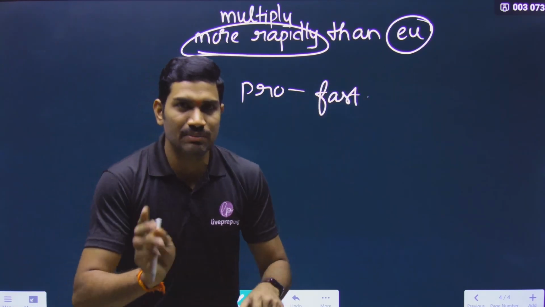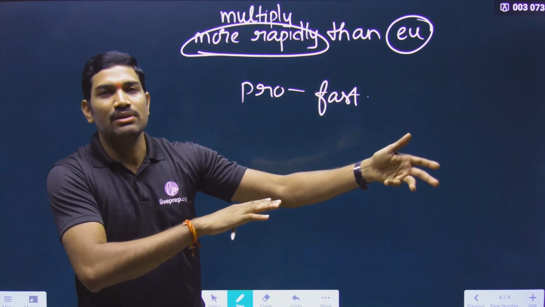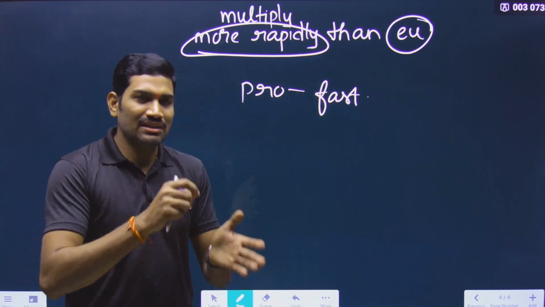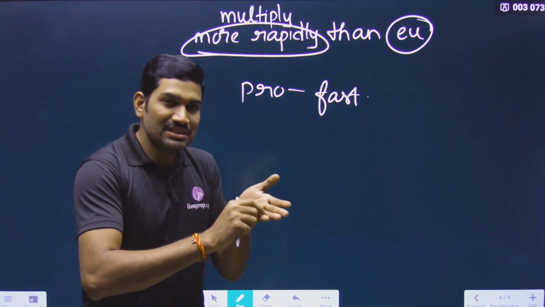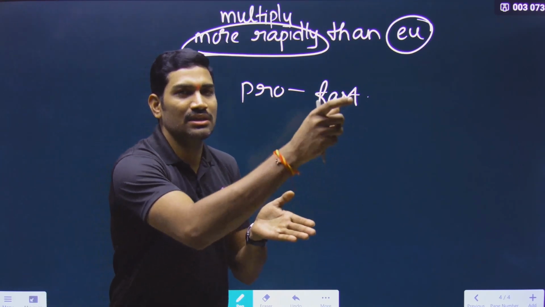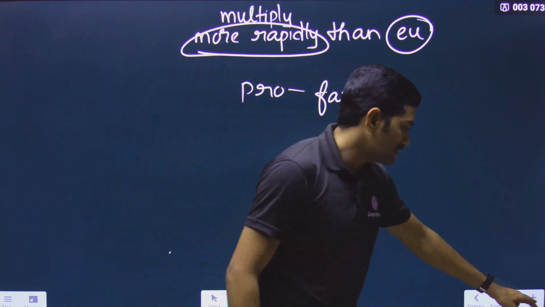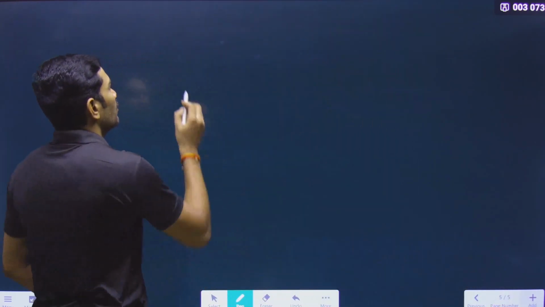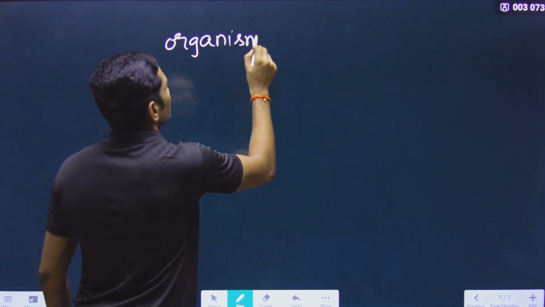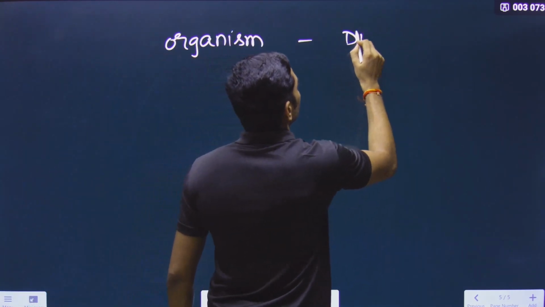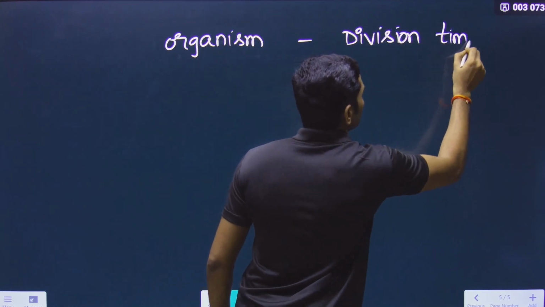Please remember, in this chapter they have not given any example, but in some other chapters they have given the examples. So what you need to do is, while reading NCERT, I will tell you, wherever that sentence is given, just beside that, in that free space, you need to write the information. What is that information? Please understand here. So now we are talking about the name of the organism and its division time. Why are we talking about division time?